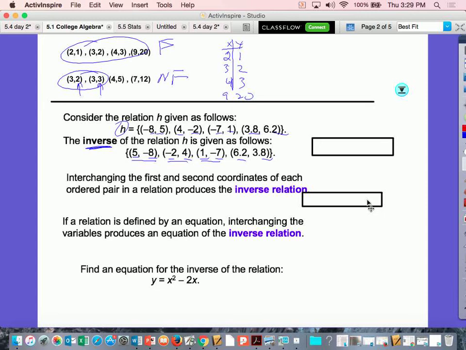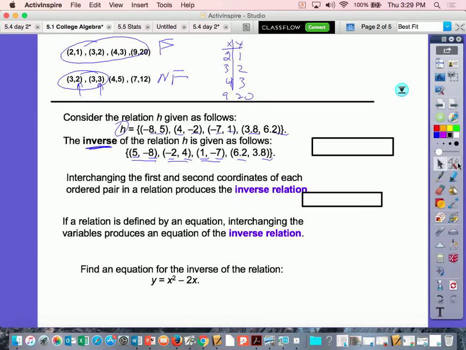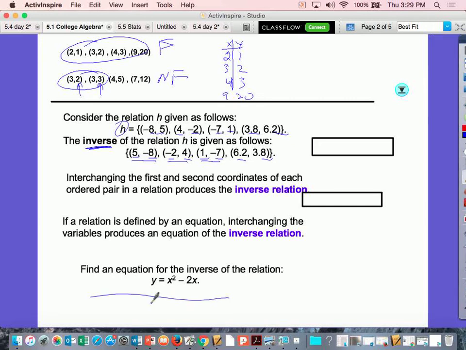So here you switch the x's and y's in the ordered pairs. Here you actually switch the x and the y in the rule, the equation. So real simply, find an equation for the inverse. x equals y squared minus 2 times y.